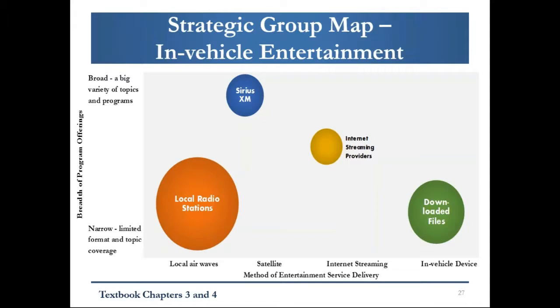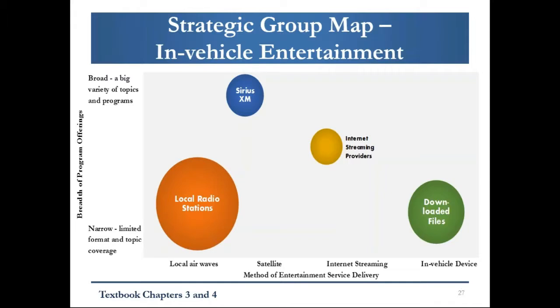And then you've got in-vehicle devices. So you've got your iPod, your phone, whatever you download music to. So Sirius would use this to try to decide or answer the question of what they want to be. Is this where we want to be? And I would venture to guess they would answer yes.